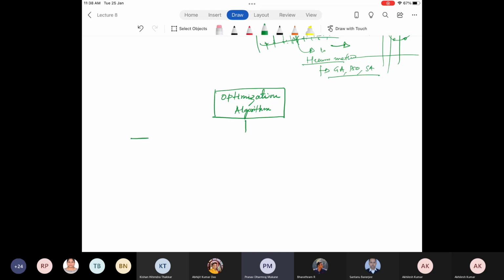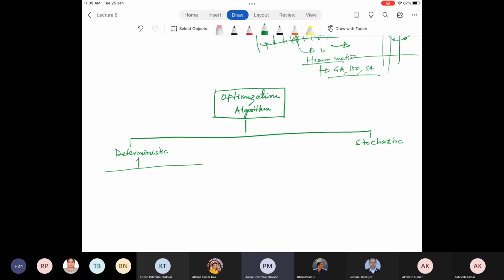There are two kinds: deterministic and stochastic. These are the two broad classes, at least from a classification perspective, in which we can divide optimization algorithms: deterministic and stochastic. For deterministic, what is the most common local search technique you know? Hill climbing, have you heard? Ant colony? I mean, ant colony is a little different.